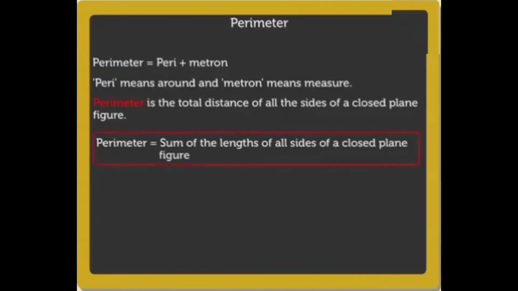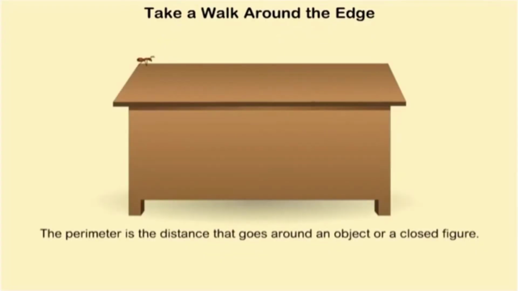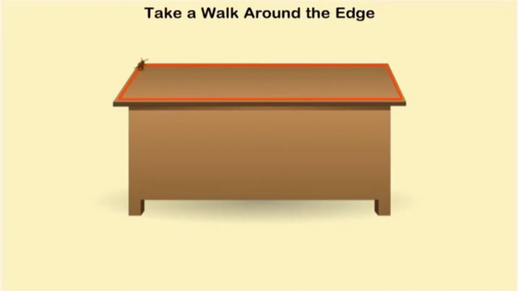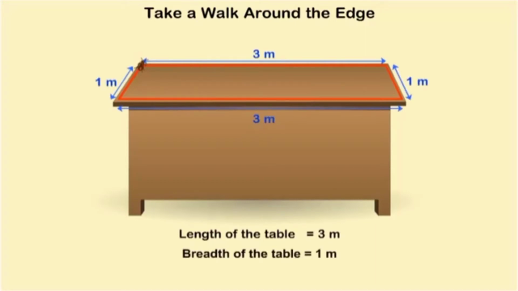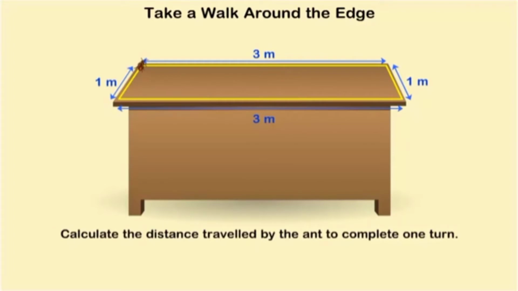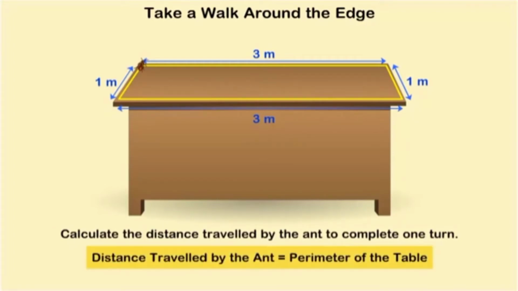For example, now we know the perimeter is the distance that goes around an object or a closed figure. That is, the path travelled by an ant is the boundary of the rectangular figure. Now, consider the length of the table 3 meter and the breadth of the table 1 meter. Calculate the distance travelled by the ant to complete one turn. Here, the distance travelled by the ant is equal to the perimeter of the table.